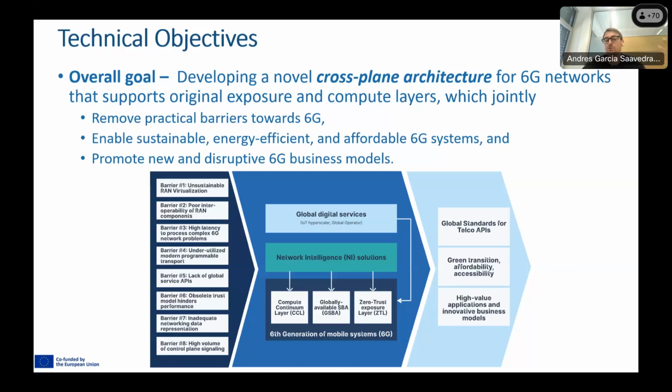And the third architectural innovation, we call it the zero trust exposure layer. This is an exposure layer that aims to foster new business models to improve competitiveness in this industry. This can be seen as a generalization of what we had before as network slicing, where we provide an exposure layer where different third parties can address the resources of mobile networks in a way that does not require the mediation of the infrastructure owner, or in a way that we can build new business cases faster.